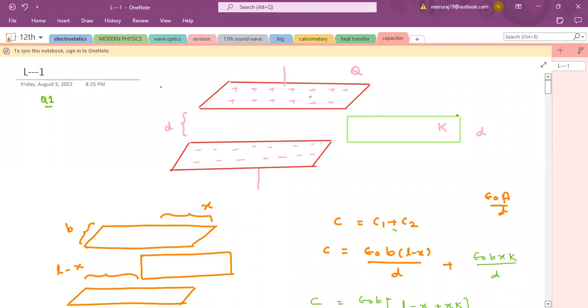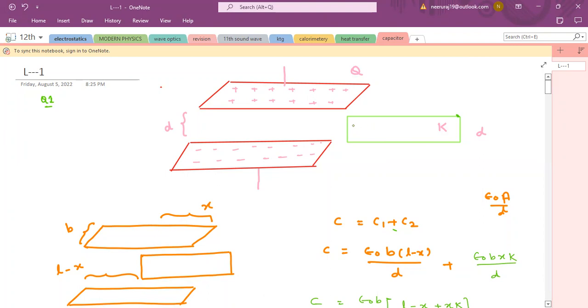What this question is, this is a capacitor and it is charged up to a charge Q, and it is not connected to a battery. It is an isolated capacitor. This is a dielectric slab, and this dielectric slab has a dielectric constant K, and thickness is d.